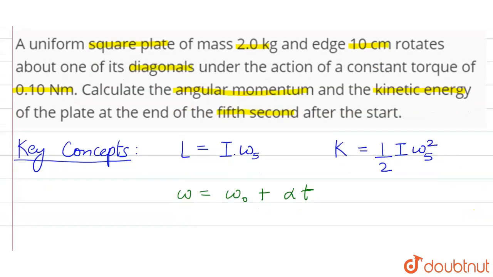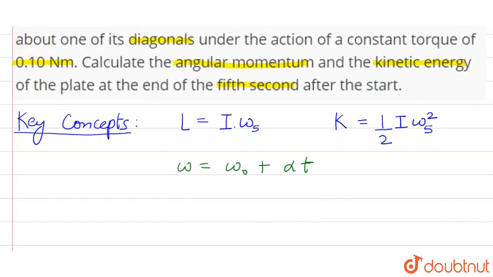Now to find alpha, we have to use the torque equation, which is given by torque equals I times alpha, where I is the moment of inertia and alpha is the angular acceleration. In the question we are given torque, and we can find I because we are given mass and geometry of the body. So we can find alpha from here. We can put alpha here to find omega. Once we find omega, we can put omega in these two equations to get L and K.